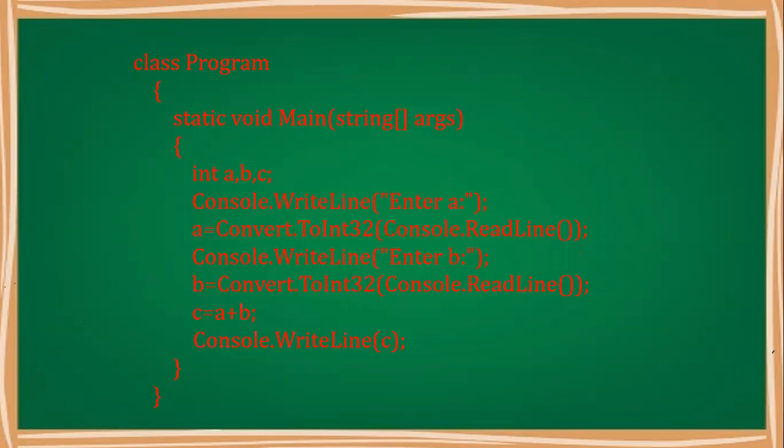This is another program, the simplest one. Here again, inside the program block, class Program, static void Main, string args. Inside that we have created three variables of integer type: a, b, c. So here we are accepting values from the user. It is not required that every time you ask for input you have to create the variables after that. Creation of variables can be at the start of the coding block after Main method or any method.